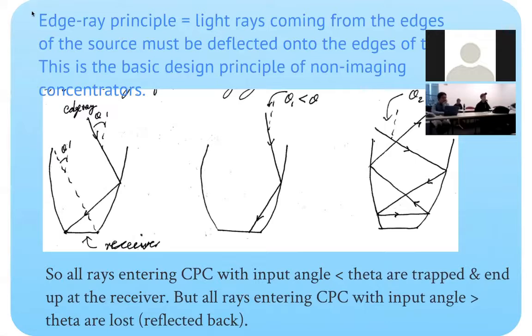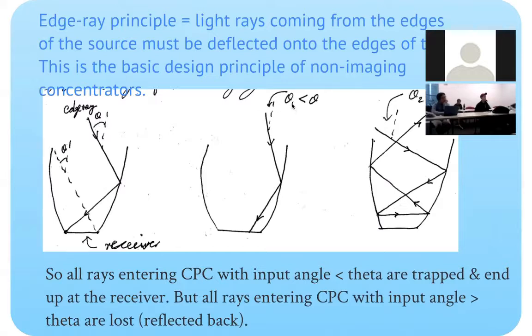Okay, so let's see how this works. This is a CPC. You have an example of an edge ray here. This is parallel to the axis of this parabola, so it reflects off this surface and ends up at the focus, which is this point. And this is the axis of the parabola, of course. That's theta. That's an edge ray at theta.